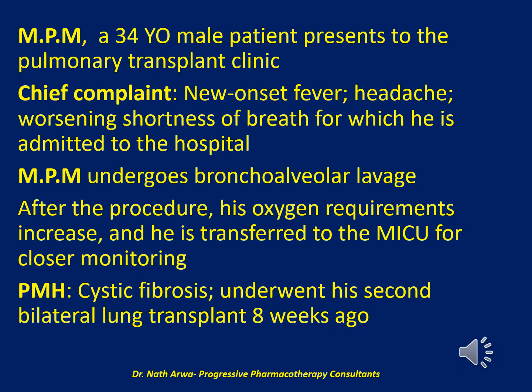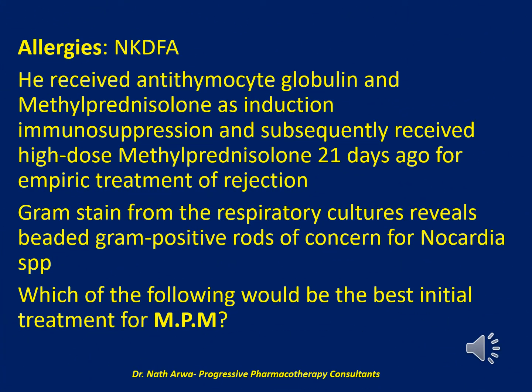He has a past medical history significant for cystic fibrosis, and he underwent his second bilateral lung transplant 8 weeks ago. He has no known drug or food allergies. He received antithymocyte globulin and methylprednisolone as induction immunosuppression and subsequently received high-dose methylprednisolone 21 days ago for empiric treatment of rejection. Gram stain from the respiratory cultures reveals beaded gram-positive rods of concern for Nocardia species. So my question to you is, which of the following would be the best initial treatment for MPM?